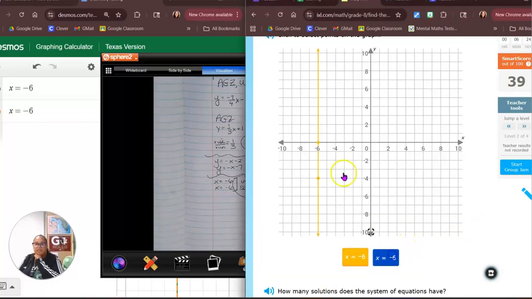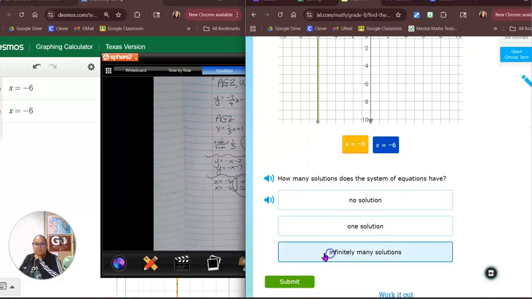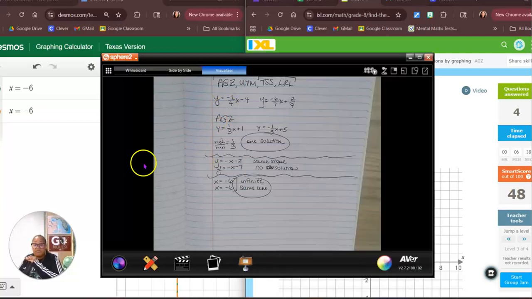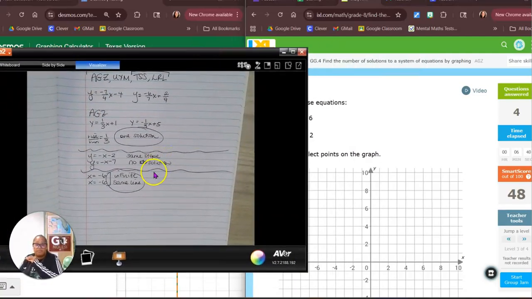And then I plot it. Click on the blue one. Same line. Infinite. All of the x's will be the same. All of the y's will be the same. All right, here I've got some extra work to do. This is not in y equals mx plus b form, so I must convert it. So I've got to show my work for that.